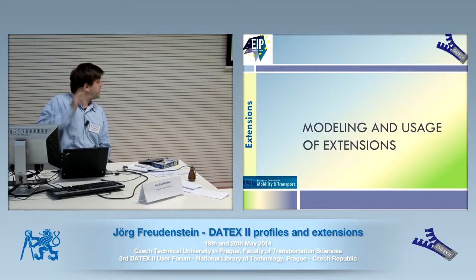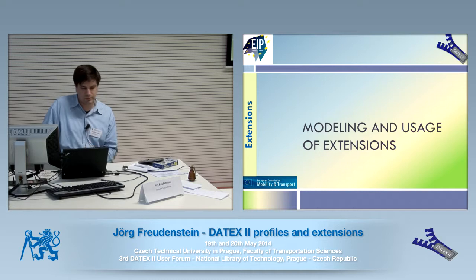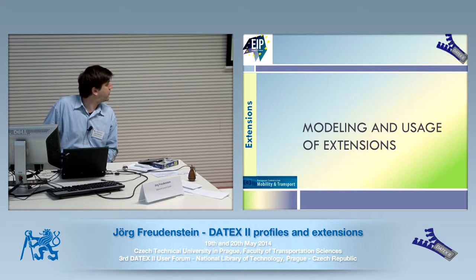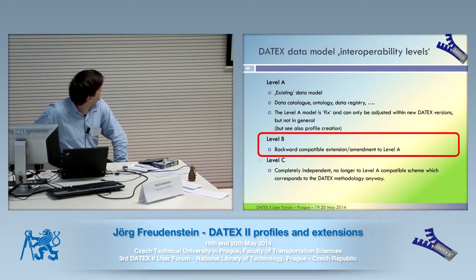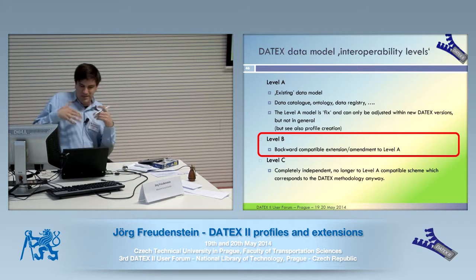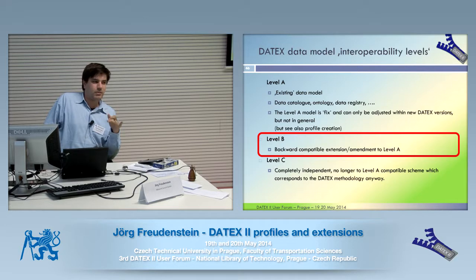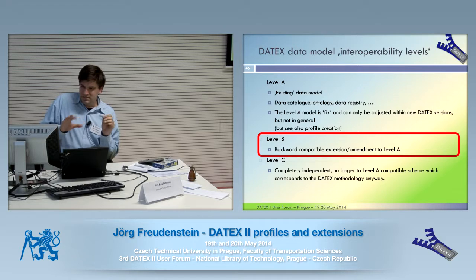Now we are going to use extensions, because we want to have some more information which is not provided in the Datex level A model. I already introduced the interoperability levels. This morning I introduced level A, the existing data model. And now we are talking about level B. Now we have the special situation that the parking publication is a level B extension itself. This does not play too much role here.